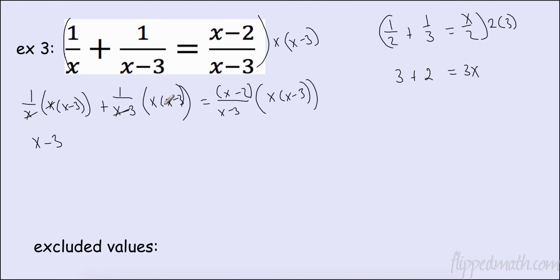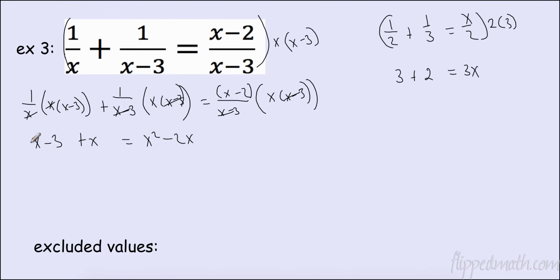On this one, the x minus 3's cancel. So I'm going to multiply 1 times x, and that is x. Over here, x minus 3 cancels. I'm going to multiply x times x minus 2, which is x squared minus 2x. I actually have to distribute on that one, right? So now I have another squared and linear, so I need to get everything together.